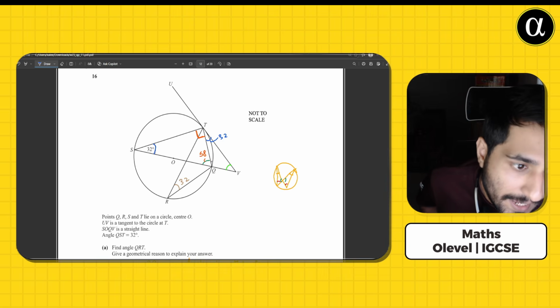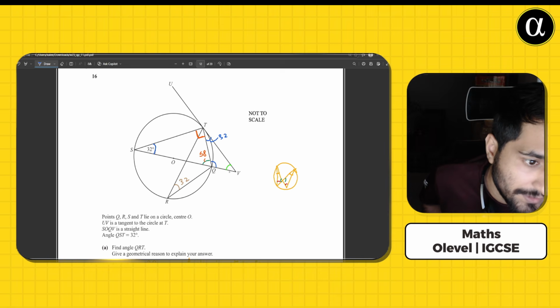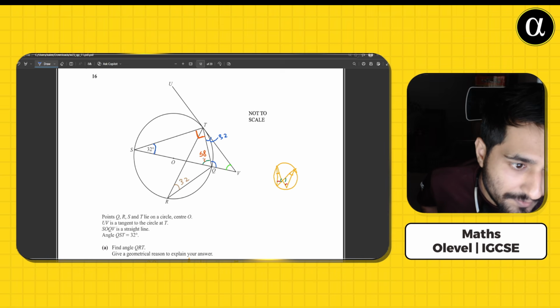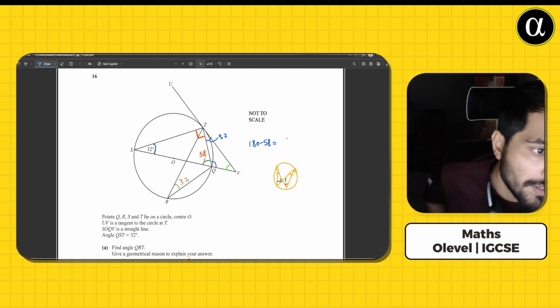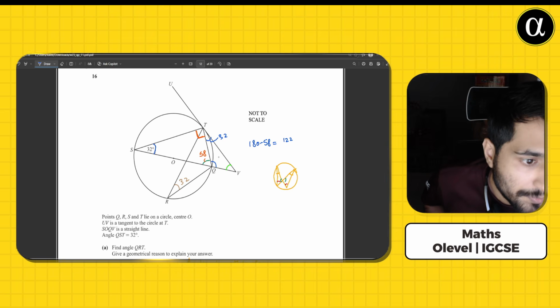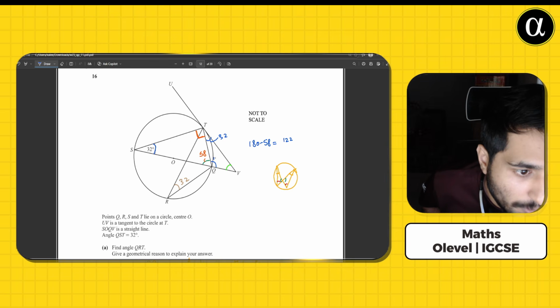We know this angle because SQV is a straight line, so this is going to be 180 minus 58. So 180 minus 58 gives us what? That gives us 122. So this is going to be 122.